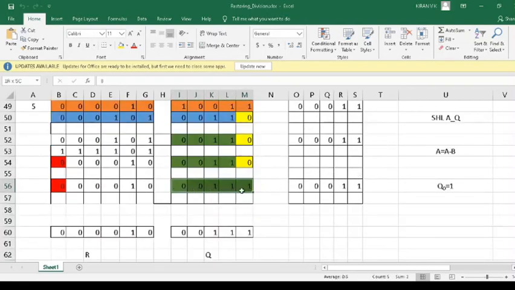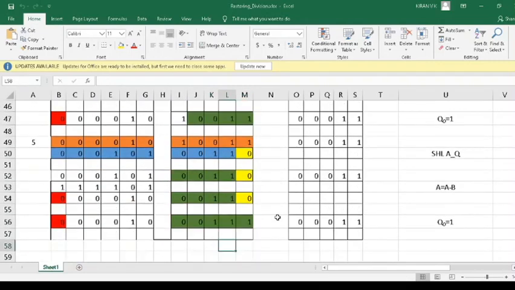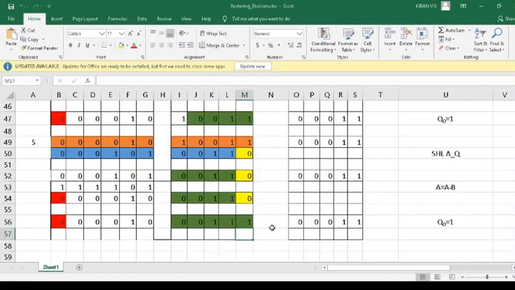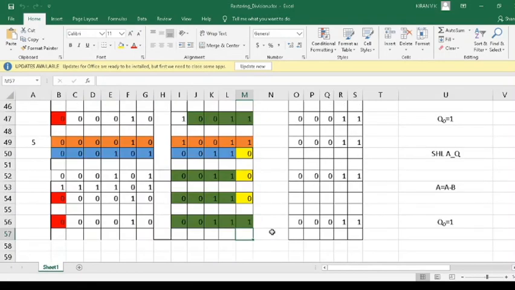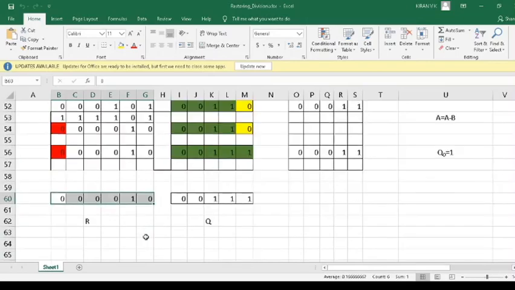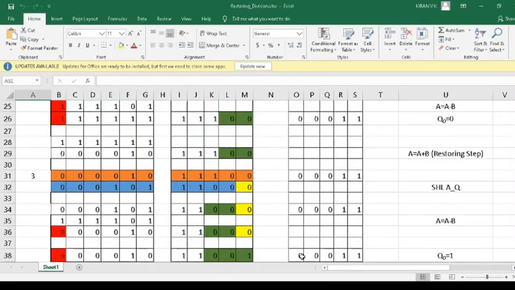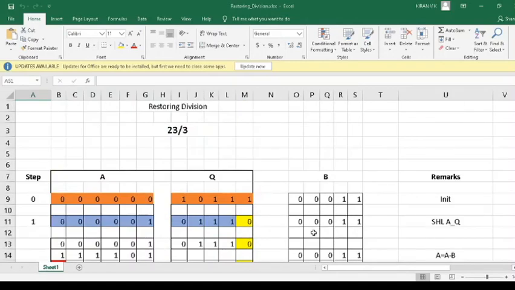So if you see here, now all the fields of Q or the quotient have become green. It means that we have obtained the quotient. And what is the quotient here? The quotient is 7. And if you observe the A field, what is the remainder? The remainder is 2. So this is exactly what we expected, and we are stopping after the fifth iteration. So this is the explanation of this case.